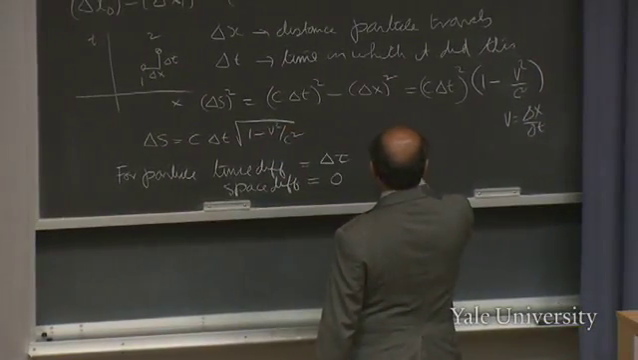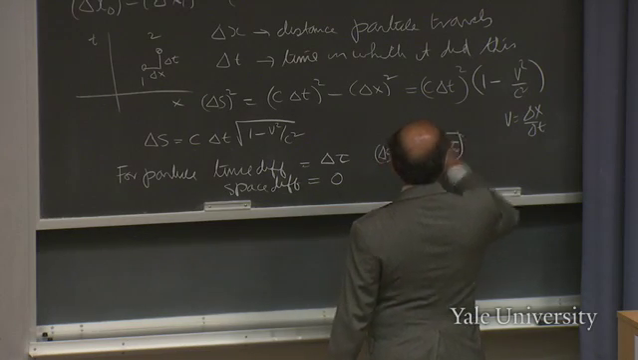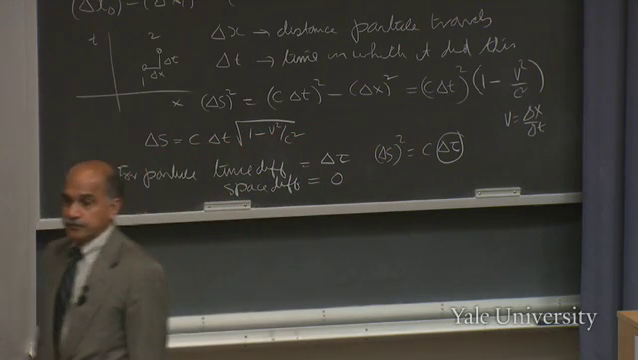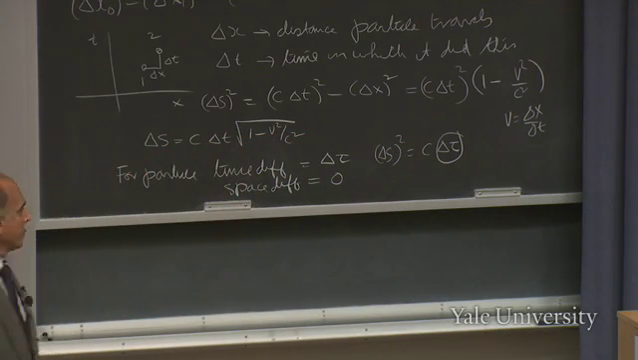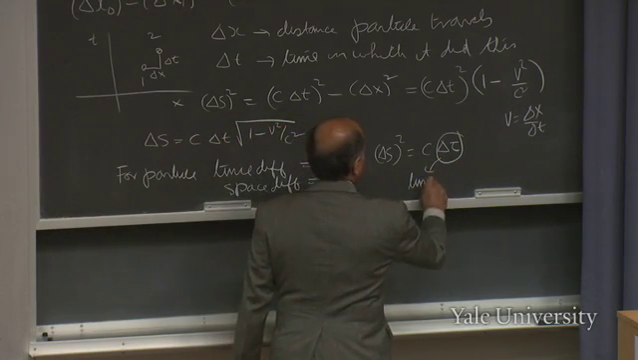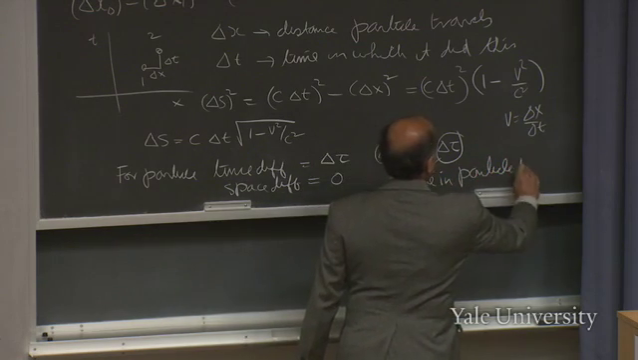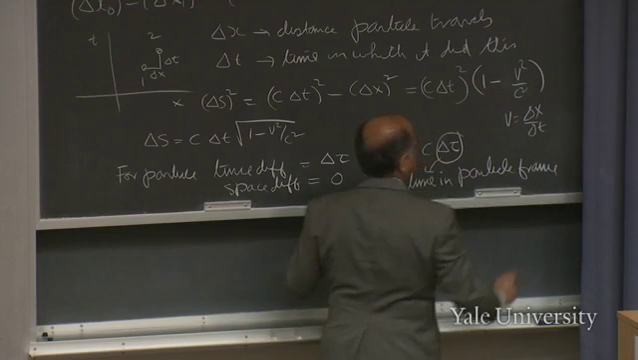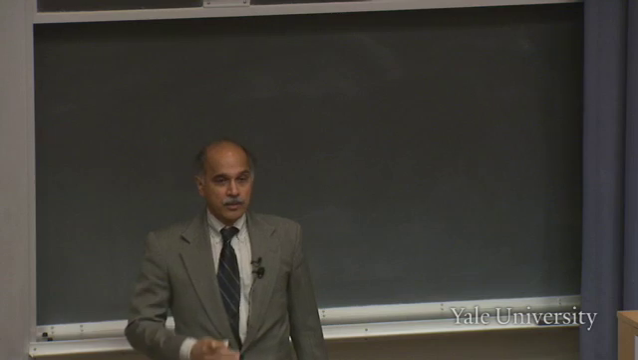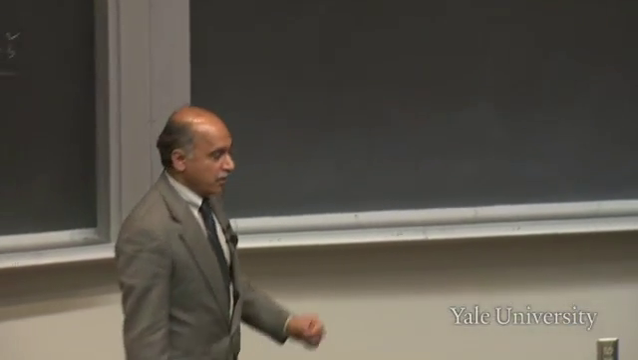Therefore, the space-time interval will be simply c times delta tau, where tau is the time measured by a clock going with the particle. So delta tau is the time in the particle's frame. In other words, if the particle had its own clock, that's the time it will say has elapsed between the two points in its trajectory. So it's not so hard to understand.